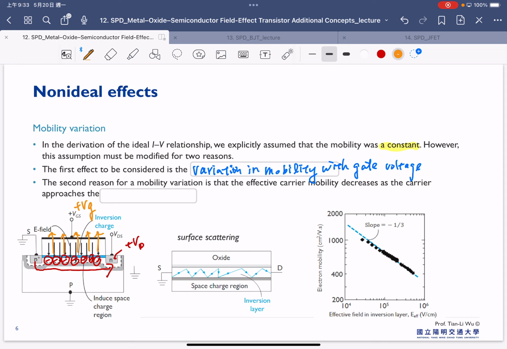And therefore, we also have to consider that the mobility might be influenced by the gate bias. In this case, we start to see a variation in the mobility once we apply different gate bias. So that's the first thing to be considered. And the second one is that the effective carrier mobility decreases as the carrier approaches the velocity saturation limit.